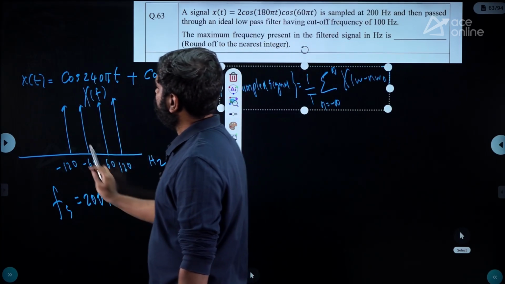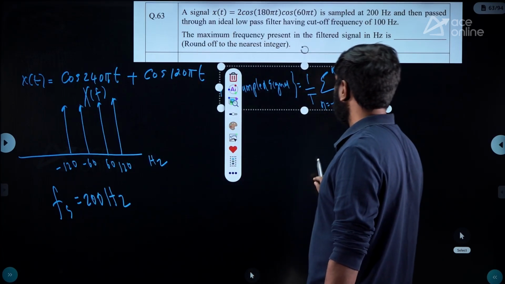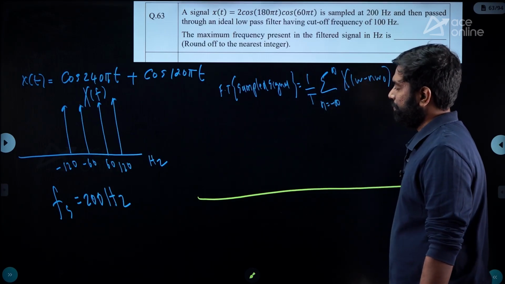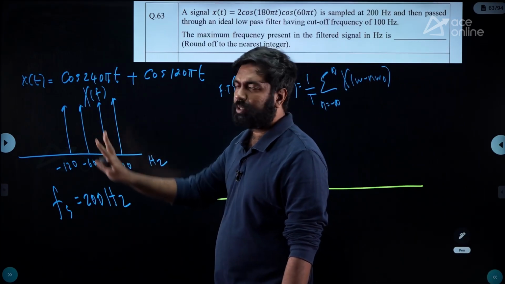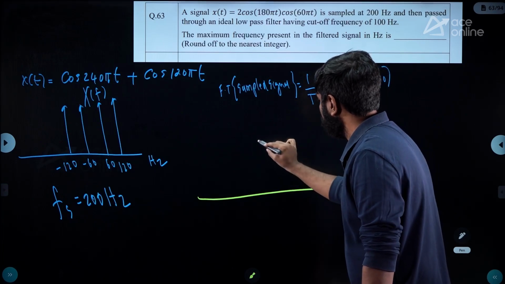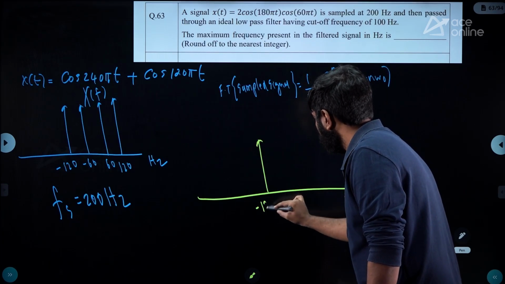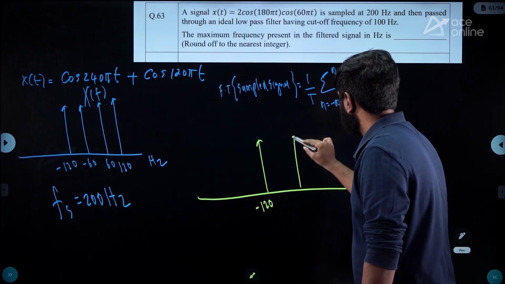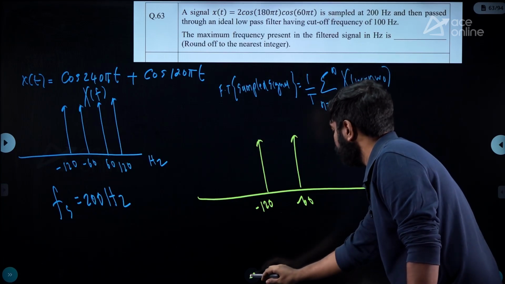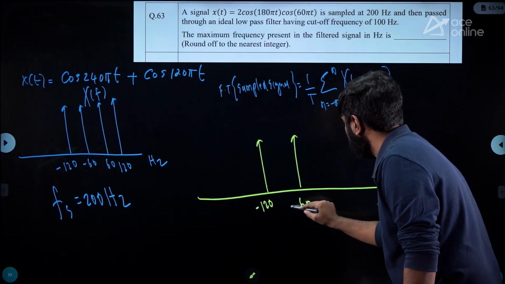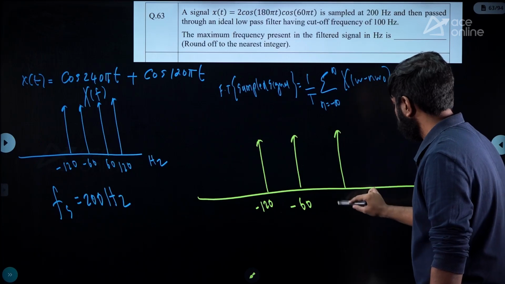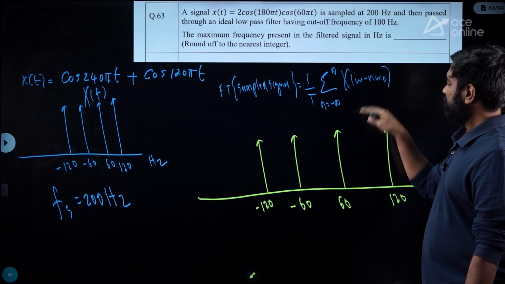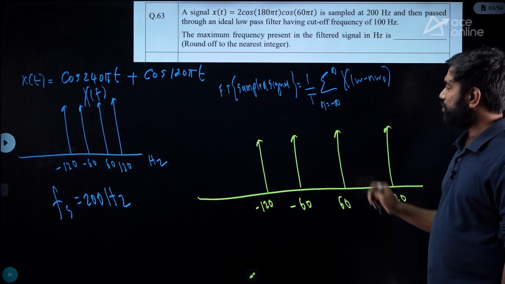You have to remember the Fourier transform of the input signal. You have to remember the Fourier transform of the sampled signal. So see this, I am drawing the Fourier transform of the sampled signal. What you have to do is, first you have to draw the given spectra: minus 120, minus 60, and then 120. Because this is related to n equal to 0, you have to draw the same spectra.